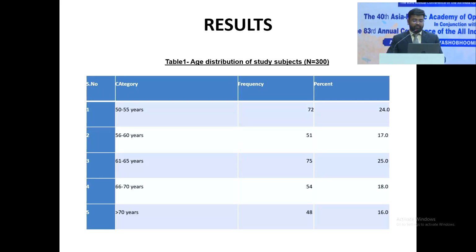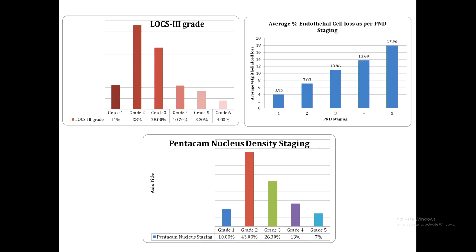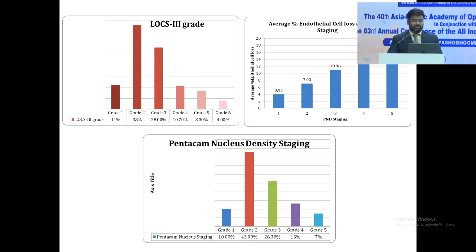Coming to the results, the demographic data show a high prevalence in patients with age more than 60 years, and LOCS III grading and Pentacam nuclear density grading were almost similar. LOCS III was grade 2 in 38% of cases, and Pentacam nuclear staging was grade 2 in 43% of cases. This is almost similar. According to the Pentacam nuclear density, there is a percentage endothelial loss after post-operative cataract surgery.